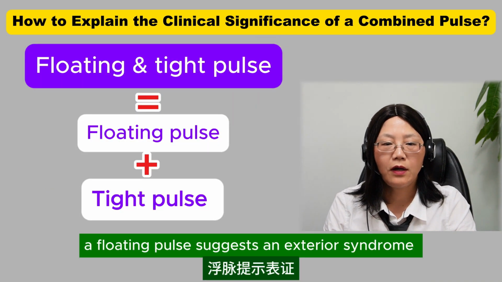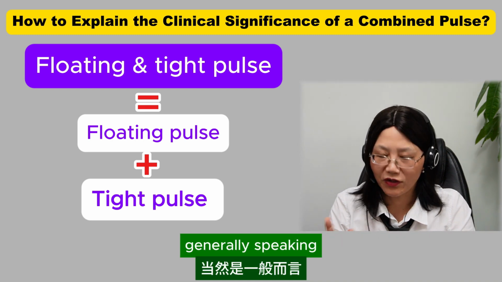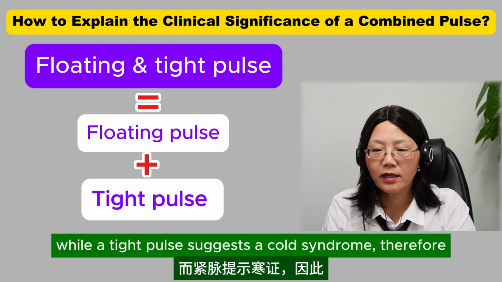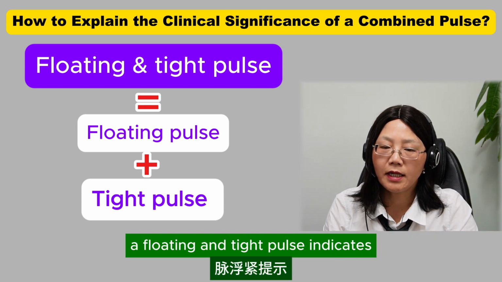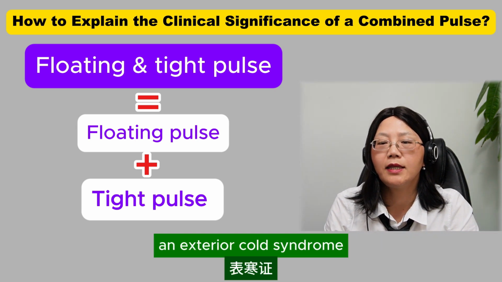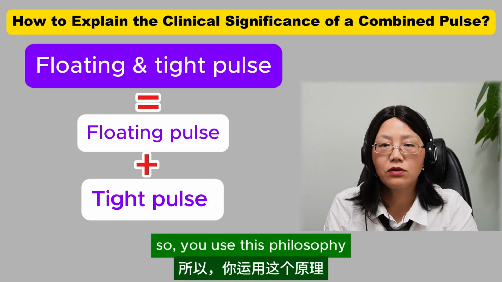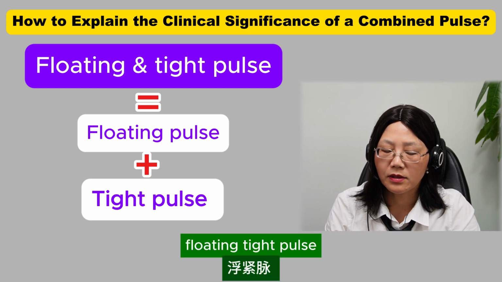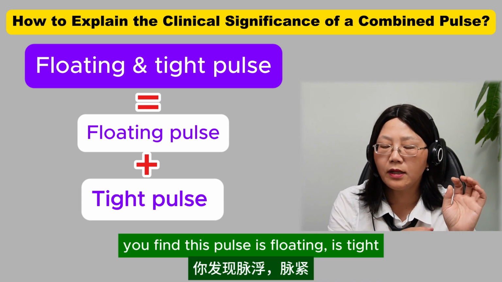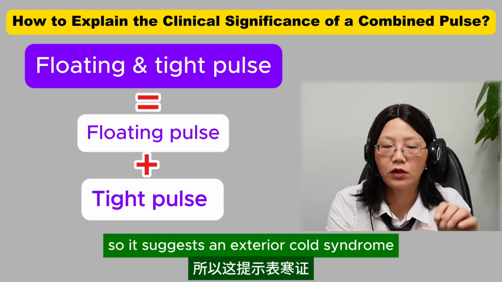For example, a floating pulse suggests an exterior syndrome, generally speaking, while a tight pulse suggests a cold syndrome. Therefore, a floating and tight pulse indicates an exterior cold syndrome. Isn't that straightforward? So you use this philosophy to make your syndrome differentiation. You find this pulse is floating, it's tight, so it suggests an exterior cold syndrome.